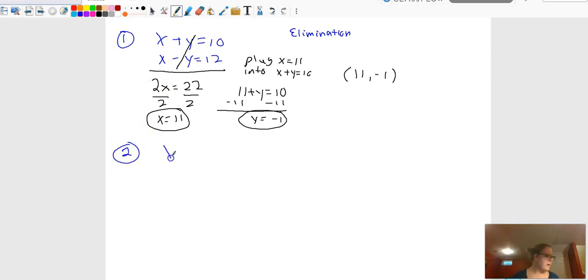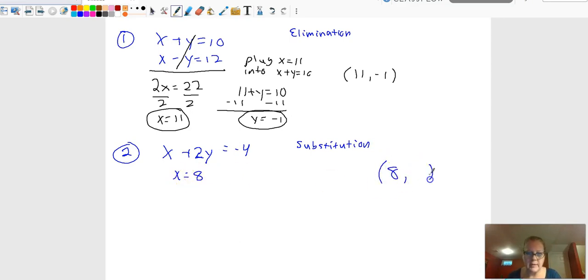The second problem here, x plus 2y. Again, if you don't have your packet, write this down, don't just watch. This is a case where I'm going to do this by substitution, because someone has already solved for our x variable. So we already know x equals 8. All I'm going to do is substitute x equals 8 into x in the opposite equation, and we have 8 plus 2y equaling -4. Subtract our 8.